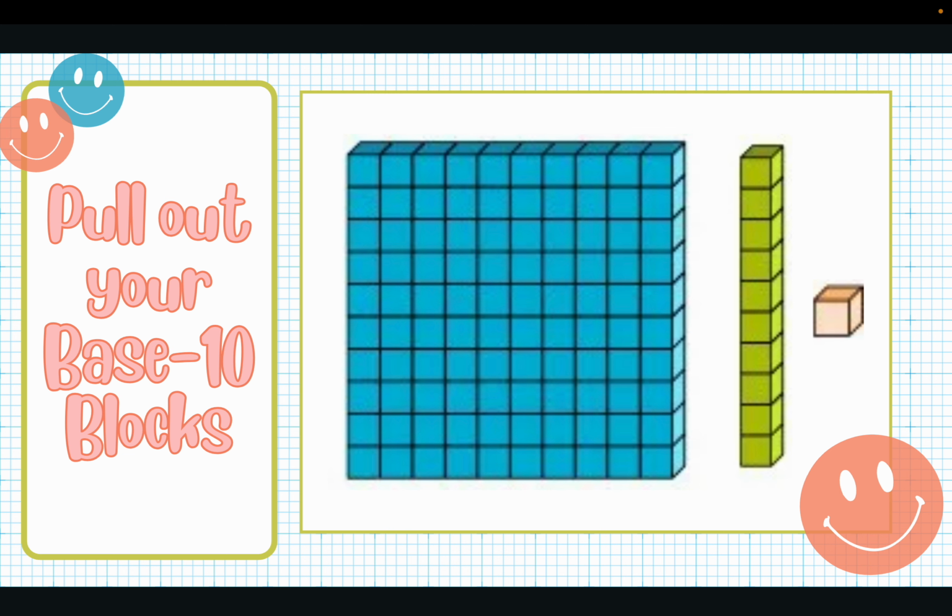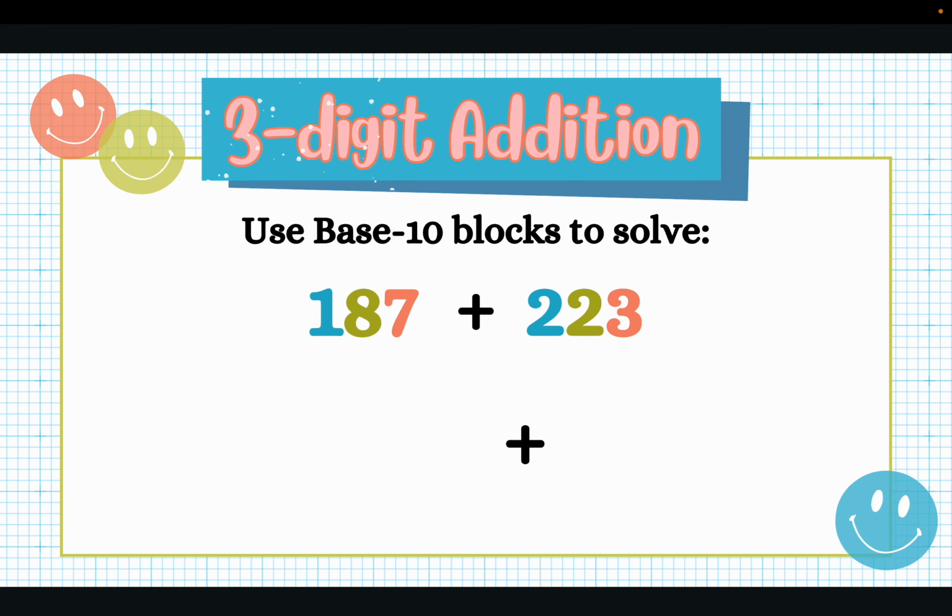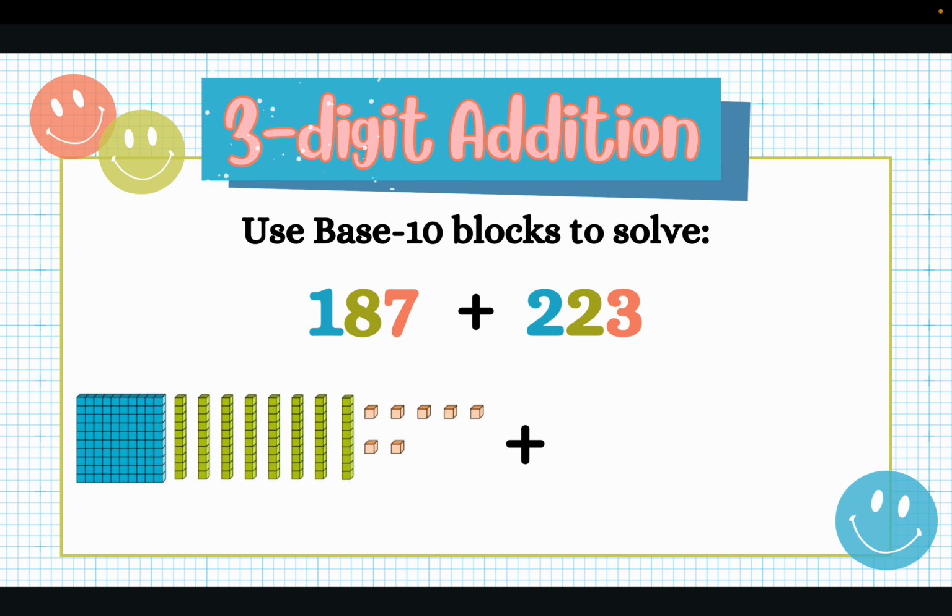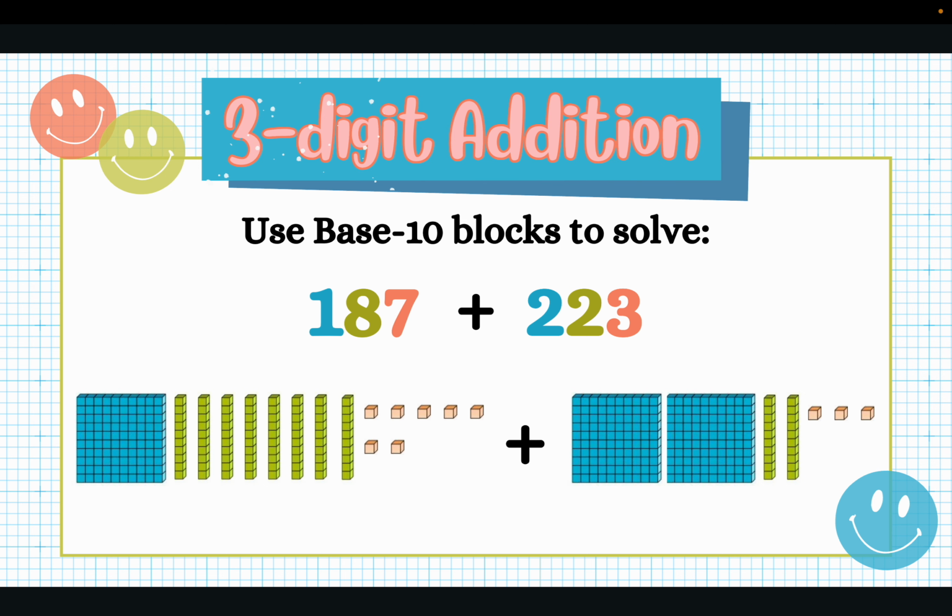Okay, we can put your place value charts to the side, and we're going to pull out our base 10 blocks so we can practice some addition. So I want you guys to use your base 10 blocks to solve this problem. What you're going to do is make one pile of your base 10 blocks to represent 187, and then do a second pile to represent 223. It should look something like this. Okay? And then we're going to combine the piles. I'll show you that in the next slide.